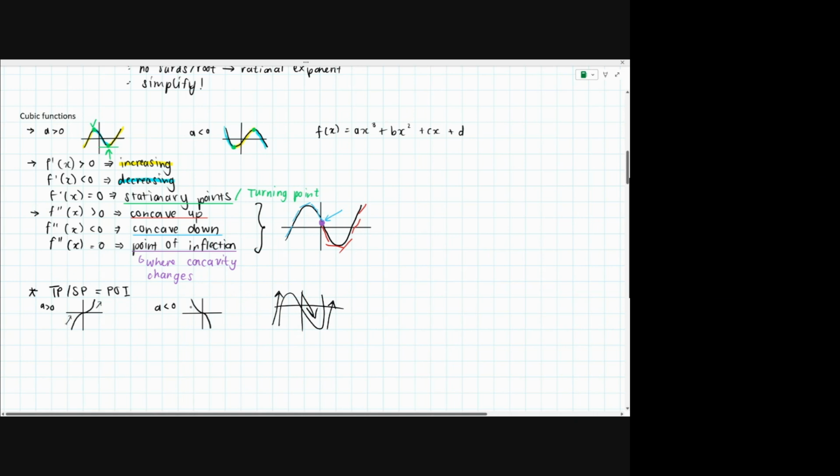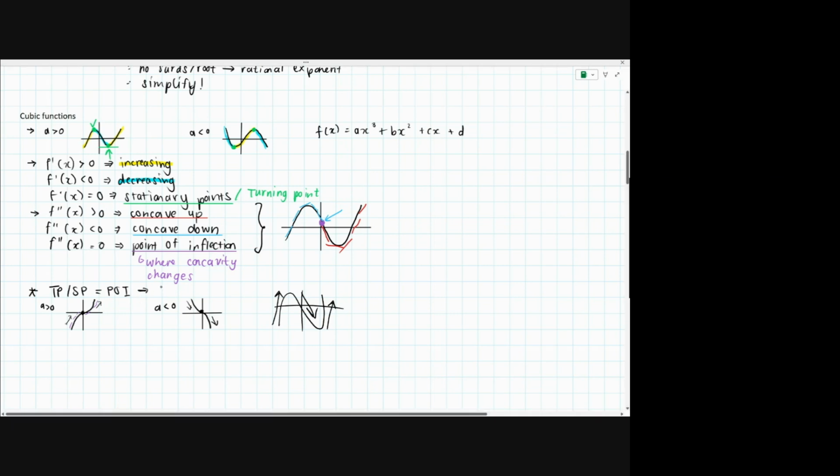doesn't actually change. If A is positive, it stays a positive graph. If A is negative, it stays a negative graph. Essentially, that point of inflection and your stationary point are equal. And so concavity changes in terms of the positioning of your tangent line, which we can see quite clearly sits above and then sits below. But there is no change in gradient of your cubic function. Now, like I say, this doesn't happen very often, but it can pop up. So rather know the shape and understand what it means than be blindsided by it.